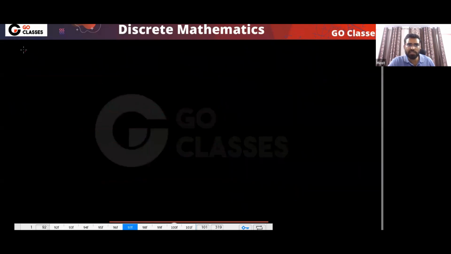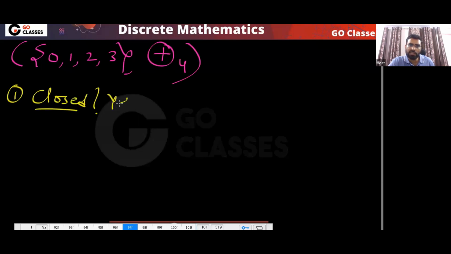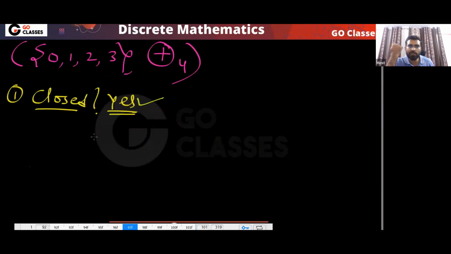Now my first question: is it closed? This is 0, 1, 2, 3 with addition modulo 4. The answer is yes, because first you are adding and then you are finding the remainder when you divide by 4. When you divide by 4, these are the only possible remainders. So the result will always be in this set. Okay, so this is closed.